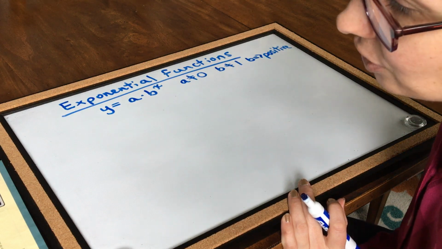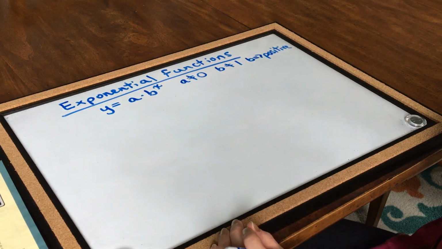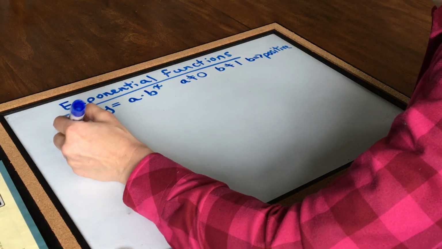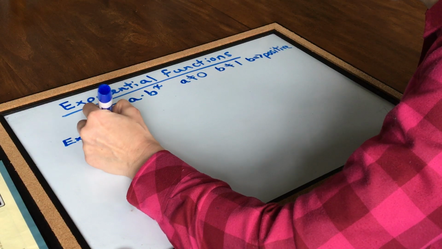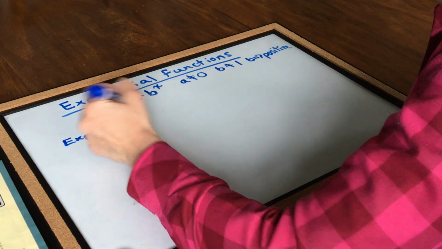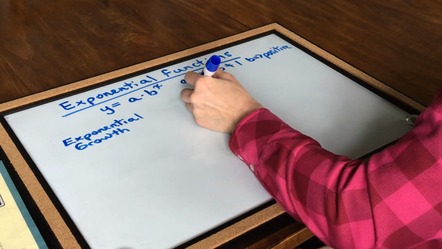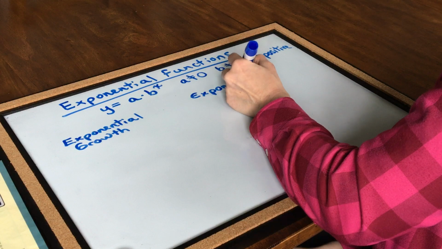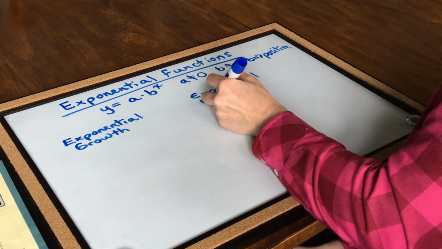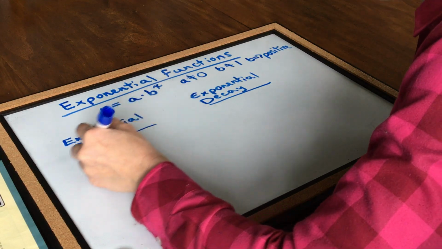All right, I'm going to show you two types of exponential functions. So the first exponential function I'm going to show you is a function for exponential growth. And we're also going to do exponential decay. So I'm going to write those two on both sides, and we're going to sort of compare and contrast them.